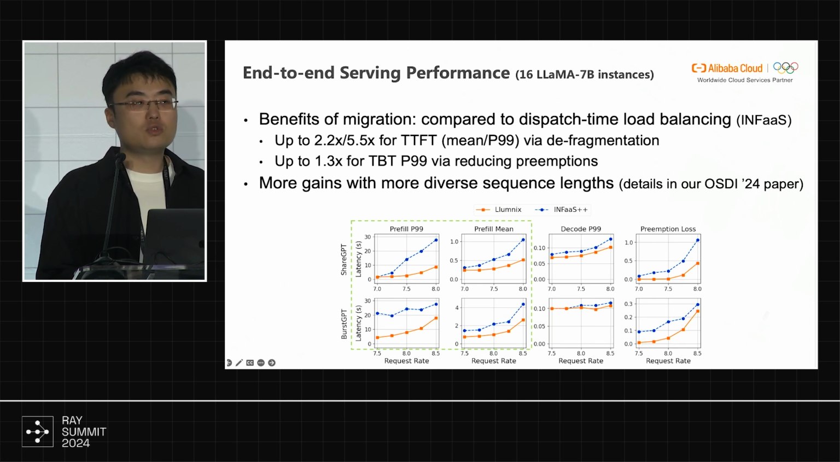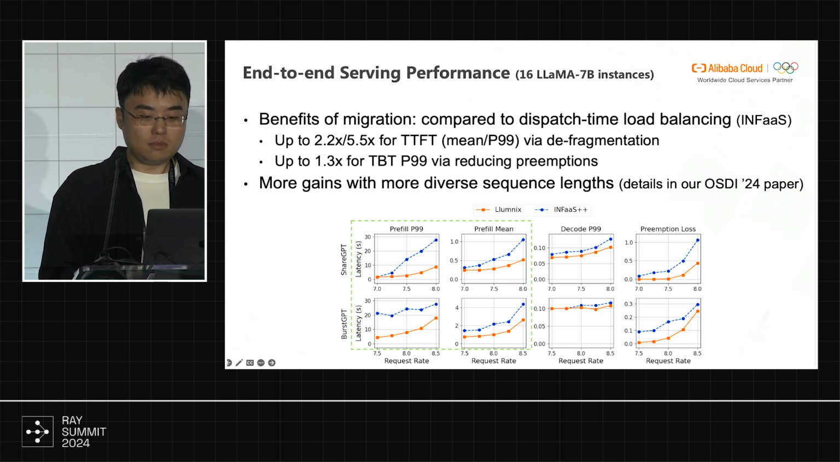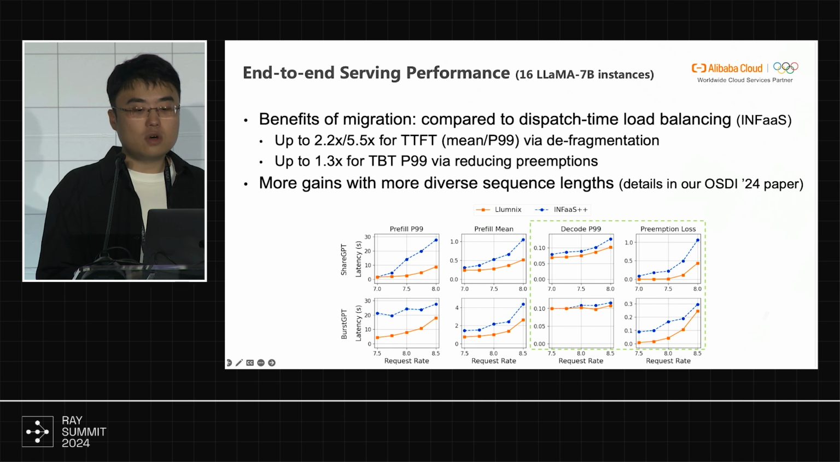Llumnix achieves up to 2.2 times and 5.5 times gains for mean and P99 first token latencies, or TTFT, via defragmentation to reduce queuing delays. Llumnix also shows up to 1.3 times shorter P99 per token generation latencies, or TBT, by reducing preemptions with migration. On average, Llumnix reduces latency penalties caused by preemptions by 73% across these experiments.